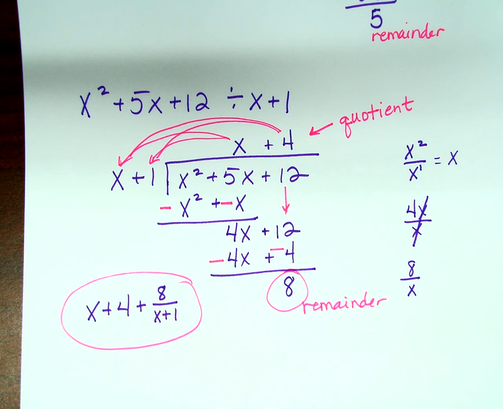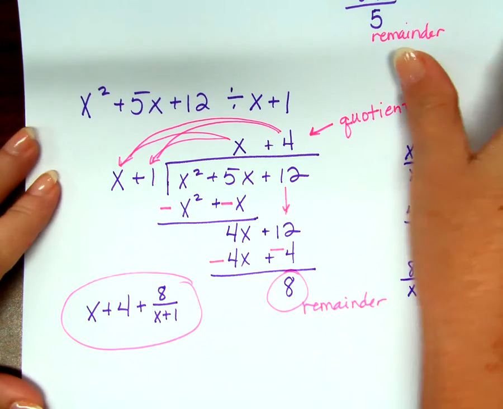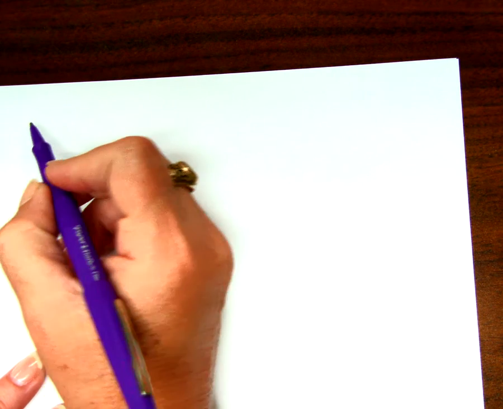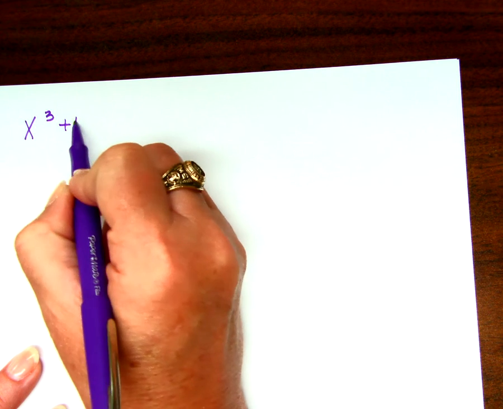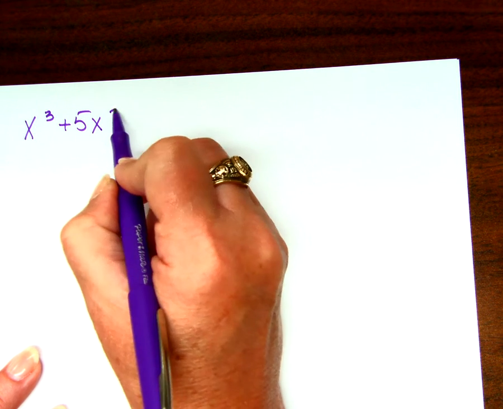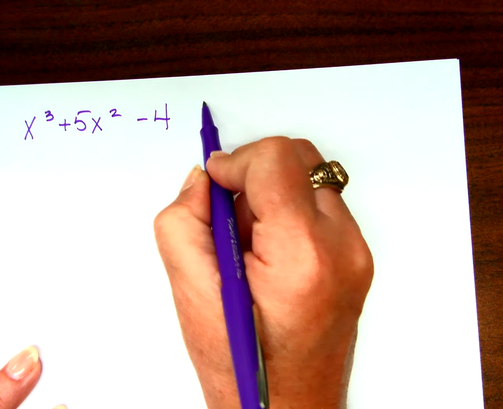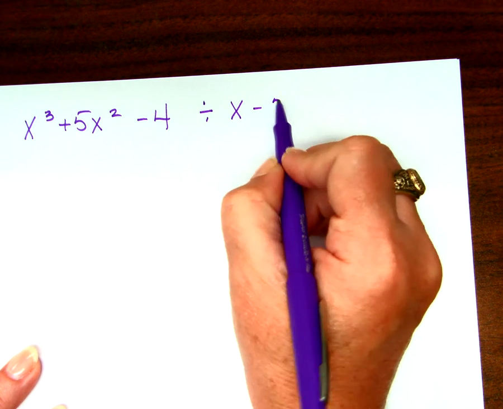Can we do another one? Yes? Okay, awesome. I mean, I know I can do another one. I just didn't know if you were already geniuses at long division. No? Oh, not quite? Okay. Almost? Awesome. X cubed plus 5x squared minus 4 divided by x minus 2.